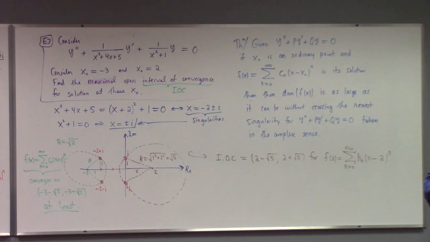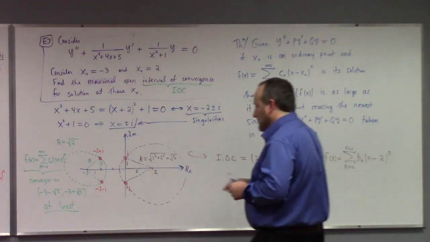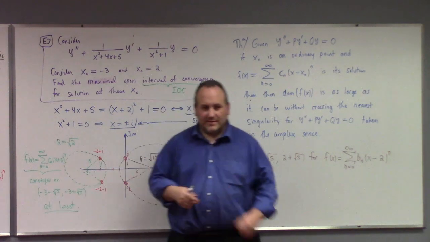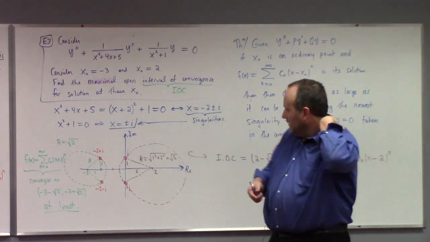What does it mean when you say at least? Because I don't know what happens at the endpoints. So it could be that it includes that or that, but it might not be. I don't know without a lot more analysis.